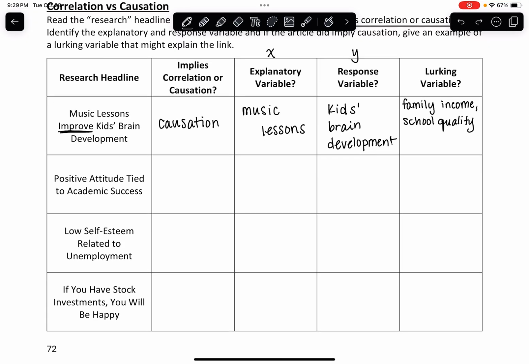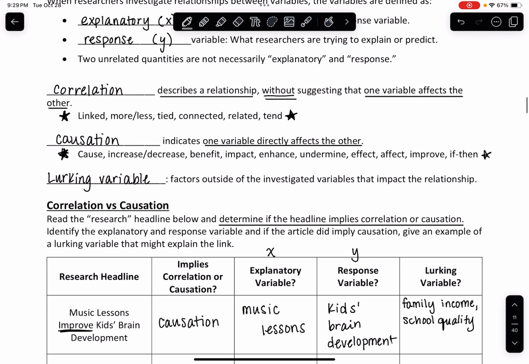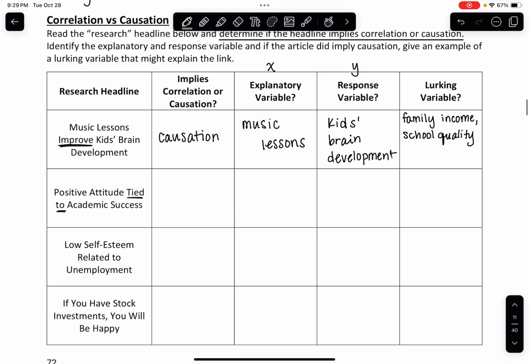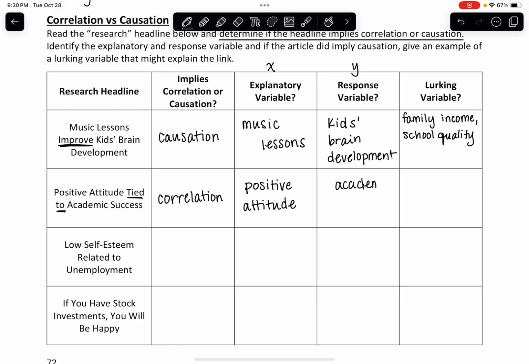So the second research headline, positive attitude tied to academic success. When we take a look at our vocab words up here, tied is a correlation. This is not implying a causation. The positive attitude is our explanatory. The academic success is our response variable. And because this is only implying a relationship, it's not saying that positive attitude causes academic success. We don't need to identify lurking variables. We're not looking for a causation here.